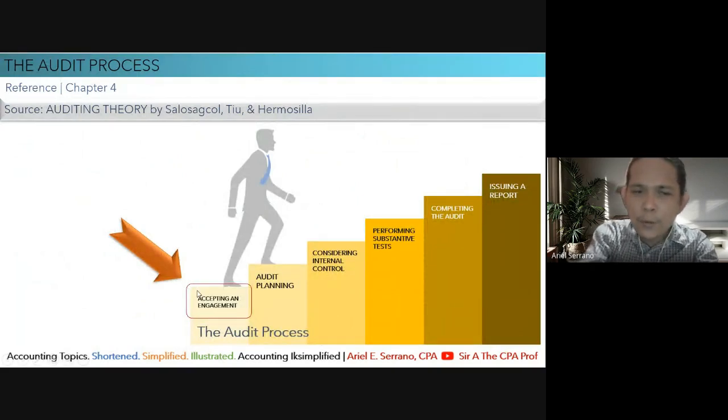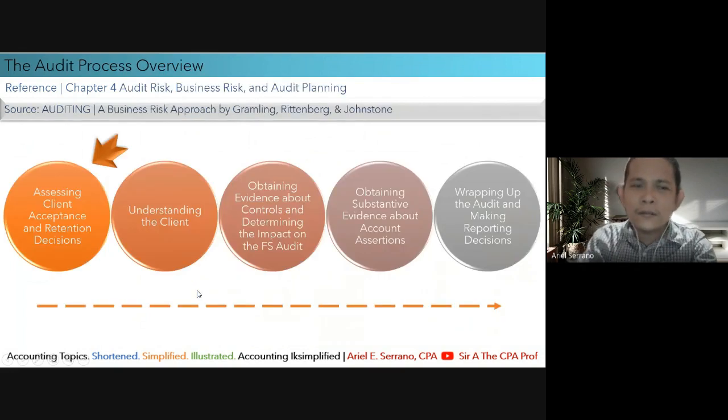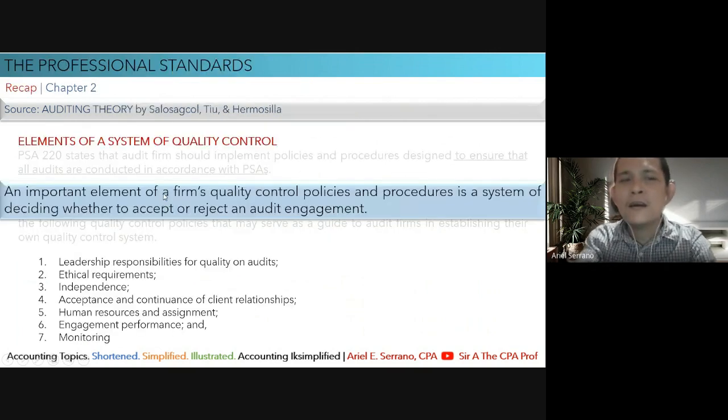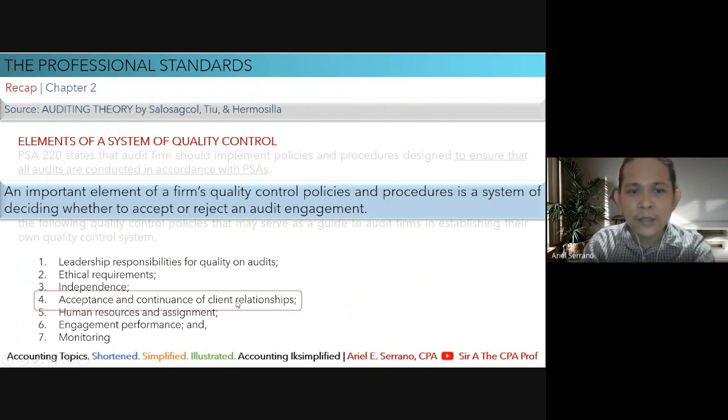But if you go back to my presentation, yung in-insert ko coming from a different author, ito po 'yan, yung assessing client acceptance and retention decisions. Okay? Remember, kaya ito nakalagay dito, recap chapter 2. 'Di ba, as part of the elements of a system of quality control, dito papasok sa number 4 yung acceptance and continuance of client relationship.